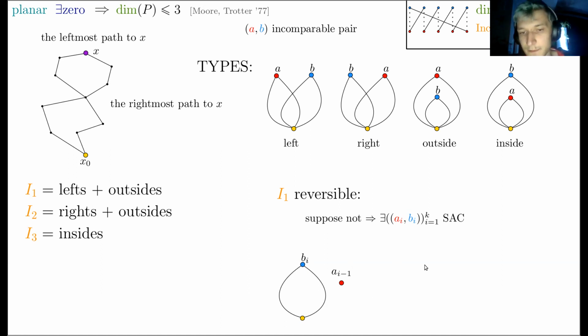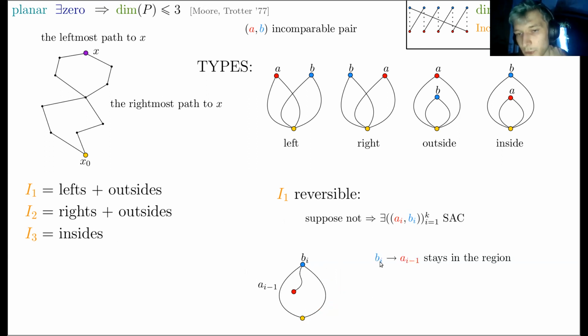Okay, but if it's outside, then first of all, x0 is under A(i-1), and second, A(i-1) is below Bi. But this means that I can take this path to be more to the right than this path, which was supposed to be the rightmost. And also, if this element is on the left side, then I can do the same with the leftmost path. If it's above, then there is no way that it's comparable in the right way with Bi. So this shows that this element is actually inside.